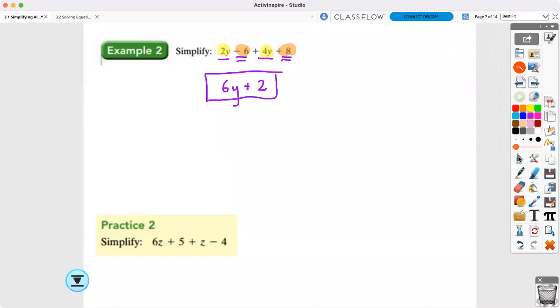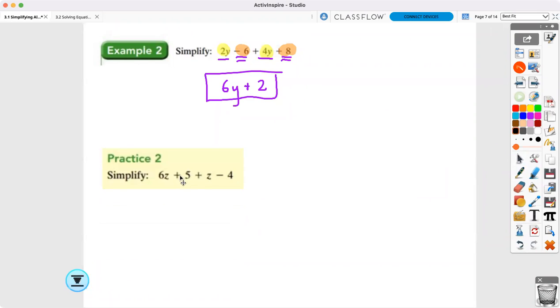Anyone have any questions on how I combine like terms in example 2? The question I have is, because of course this will come up in my math lab, and I've made this mistake before. If it says simplify, you're getting something like 6y plus 2, and you're not solving it unless it says solve, right? Exactly.